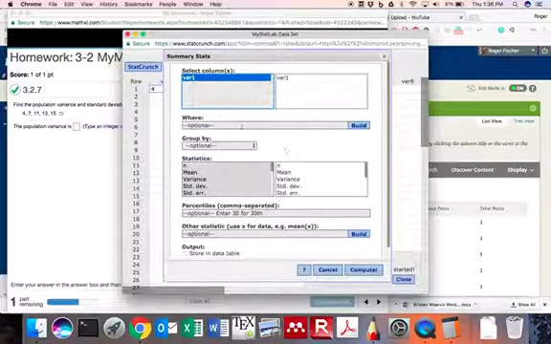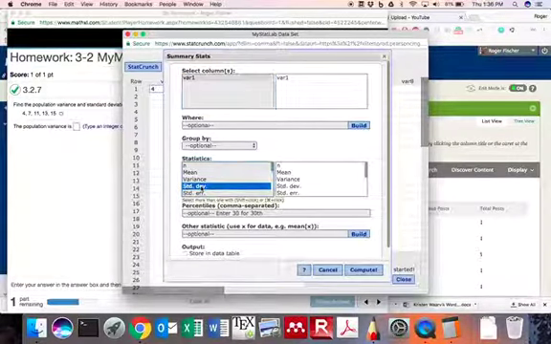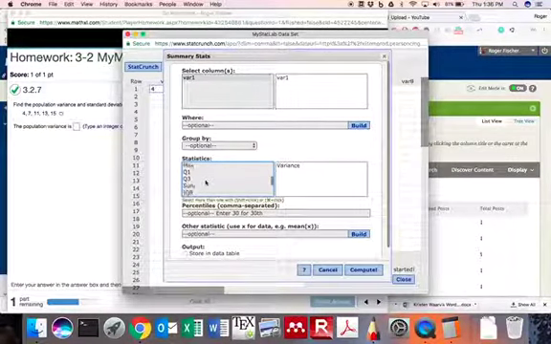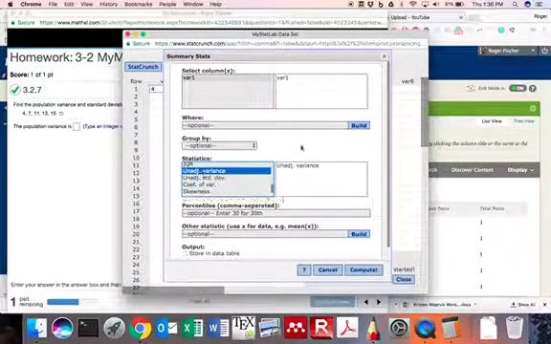Then I have to select the column. Now I have to select the stat. Now I chose this and I got the wrong answer and I didn't understand why, but then I remembered that we used the unadjusted variance. So you want to compute unadjusted variance and then you get 16.